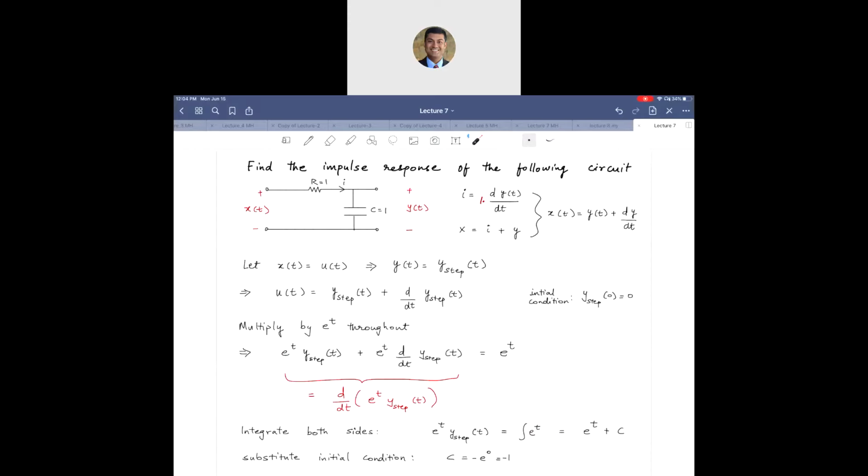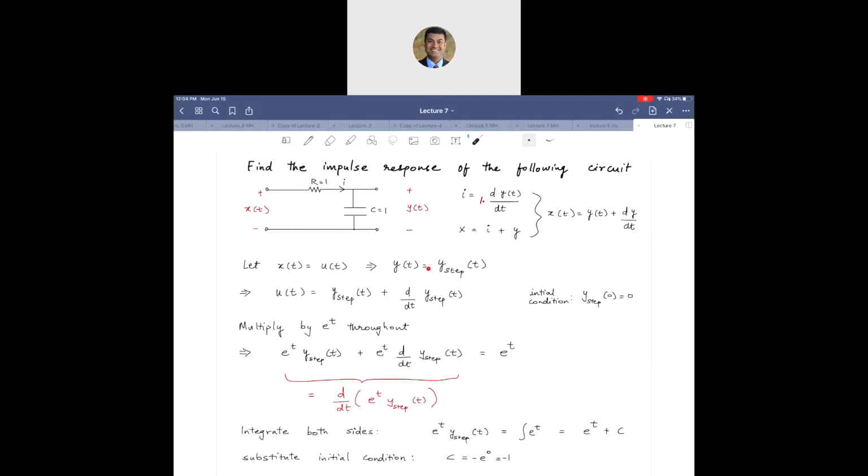Now let the input x of t be u of t. Because we are not directly going to the impulse response, let's start with the step response and then differentiate the step response to get the impulse response. So x of t is u of t. What would be y of t? Y of t will be y step of t in that case. Input is step, output will be step response.